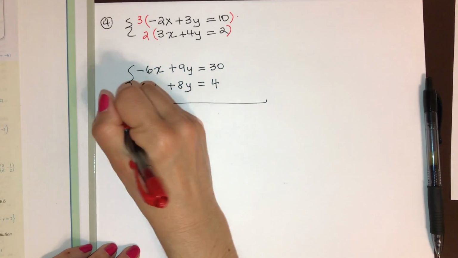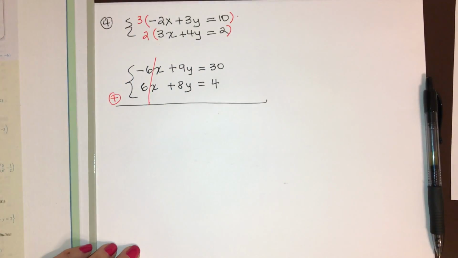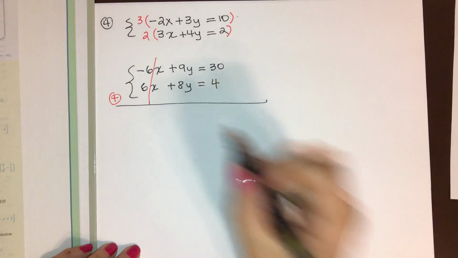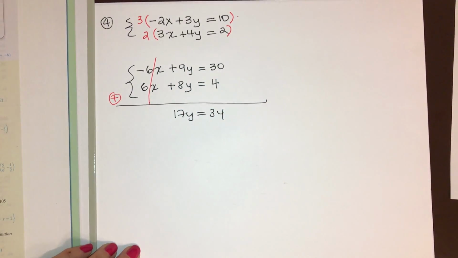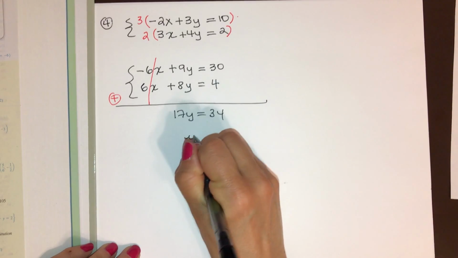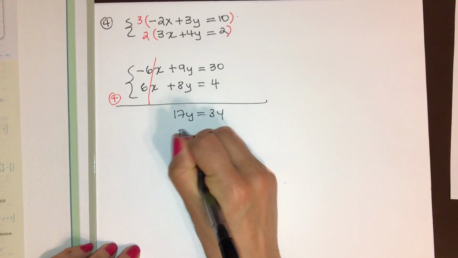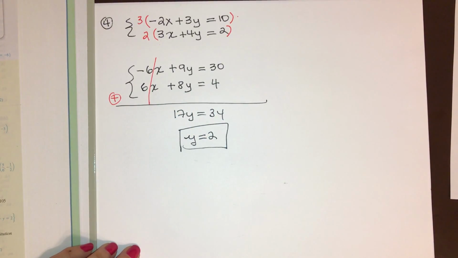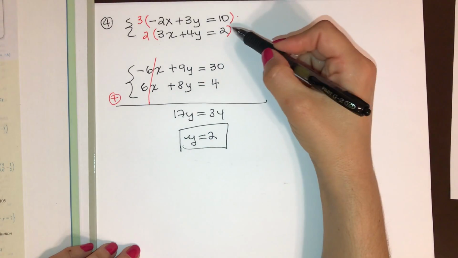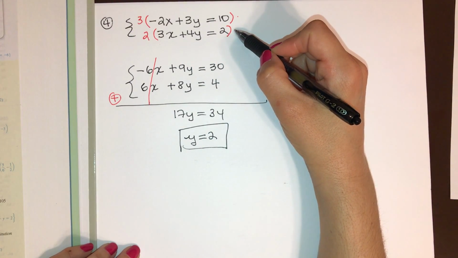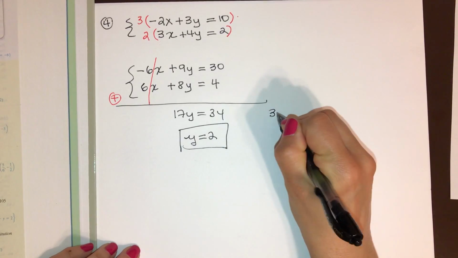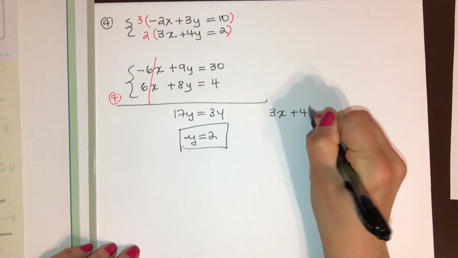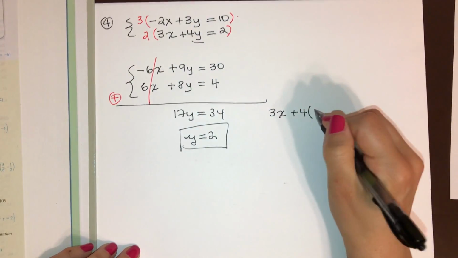We're going to add, we eliminate 6x. This is going to give us 17y is equal to 34. Divide both sides by 17, y comes out to be 2. From here, I'm going to use the second equation to solve for x. So use the second equation, substitute 2 for y.